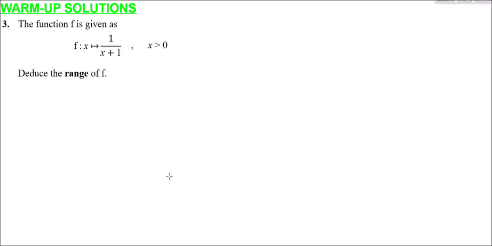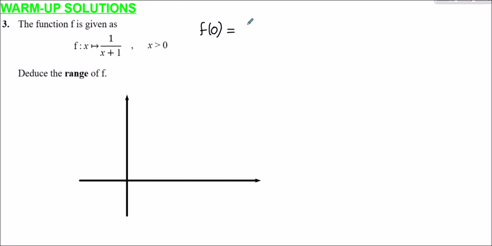Question 3, we have a function given as f of x takes the input and maps it to 1 over the input plus 1, where x is defined as being greater than 0. So we need to deduce the range of f. So if we just sketch out a graph here and make a note that we want x to be greater than 0. So f of 0, let's just think what that would be. f of 0 would be 1 over 0 plus 1, which is 1 over 1, which would be 1. And so if 0 were allowed, which it's not, f of 0 would be 1.